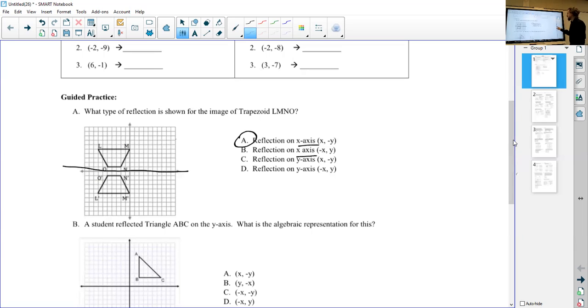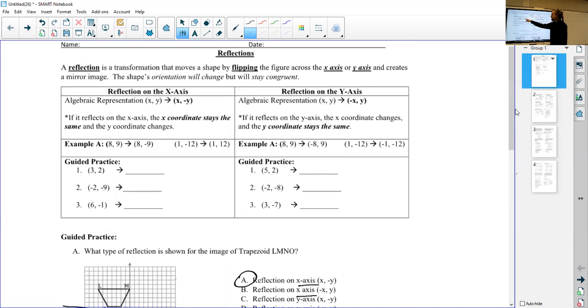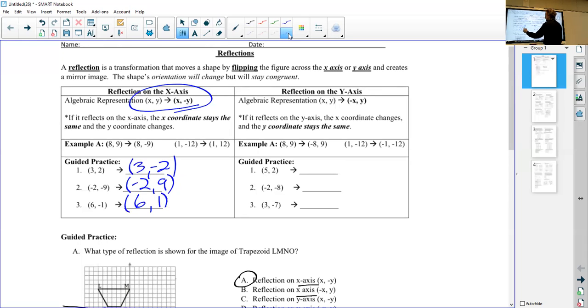So if we go over the x-axis, here's our rule. Every time, this will not change. Your x value stays the same, the y value changes. So anything positive becomes negative, anything negative will become positive. So if we have the point (3, 2) and we go over the x-axis, this would become (3, negative 2). (Negative 2, negative 9) would become (negative 2, positive 9). And (6, negative 1) would become (6, positive 1).